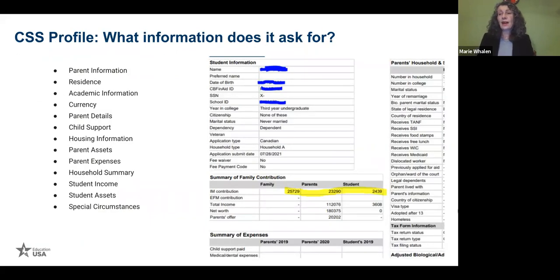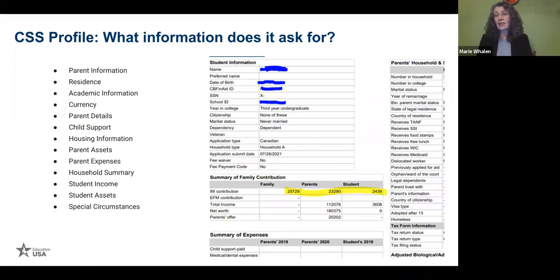So the CSS profile is a multi-page online application that, like its domestic counterpart, the FAFSA, which it most closely resembles, asks for a lot of information about your family finances. One of the advantages of the CSS profile over the ISFAA is that you can add all financial data in your native currency, and the CSS profile software will convert it to US dollars upon submission. So you don't have to try to figure out what the US equivalent is to your native currency.